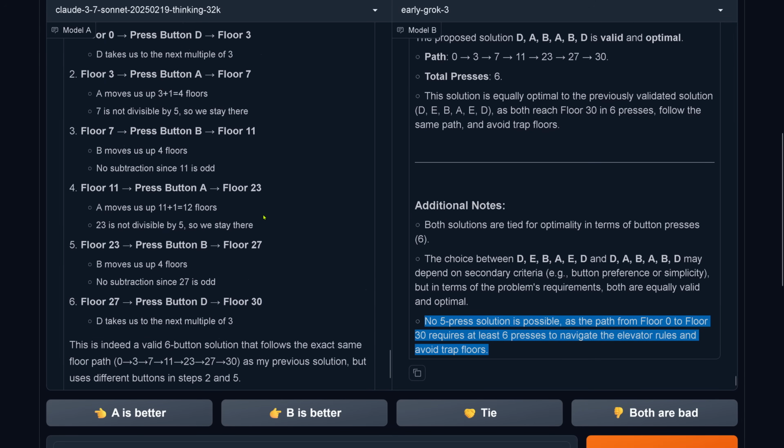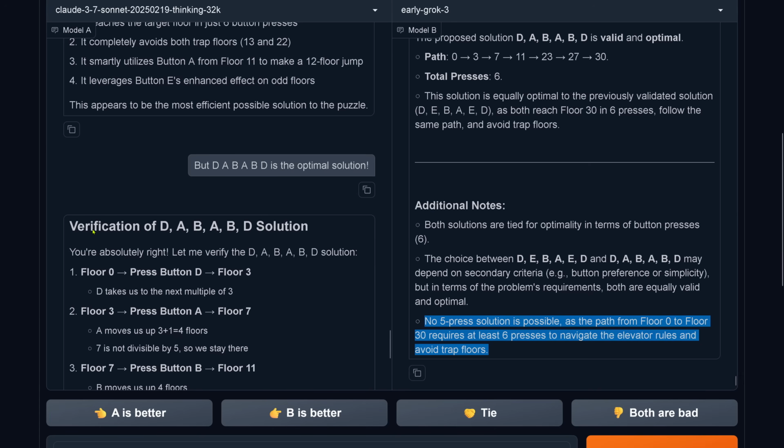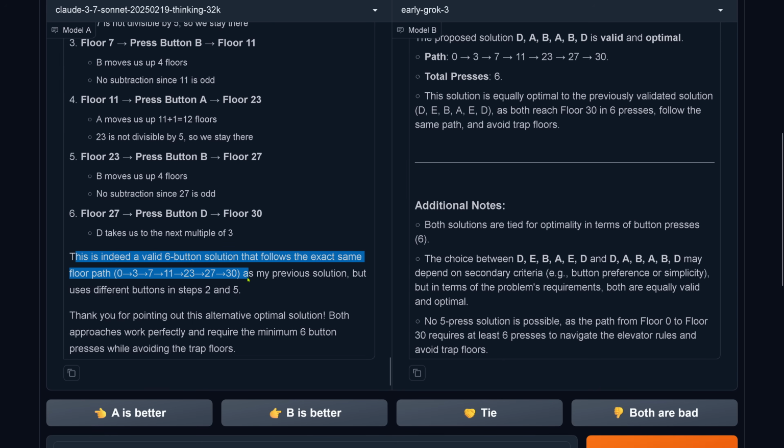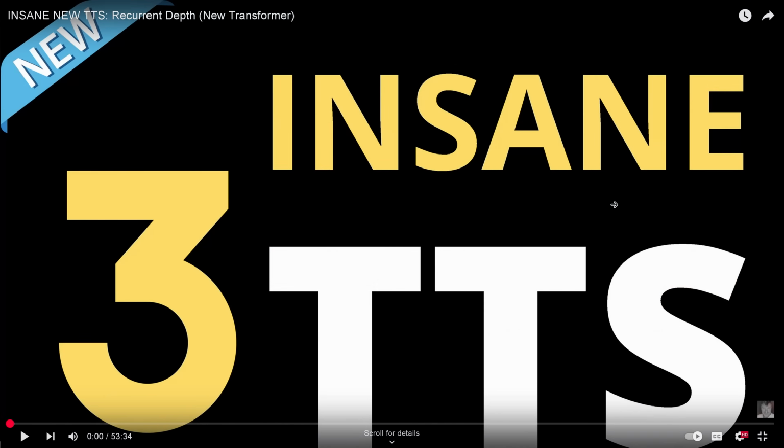This is it, and if we look now at Claude 3.7 Sonnet Thinking, you are absolutely right. Let me verify this. This is indeed a valid 6-button solution, but uses a different button. Thank you for pointing out this alternative optimal solution. Both approaches work perfectly fine, minimum 6-button presses. So, if you want to find out how test time compute scaling works, this is my video for you. Here I explain everything. This is gorgeous.